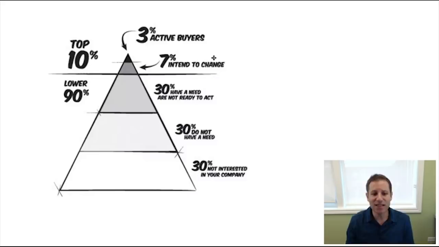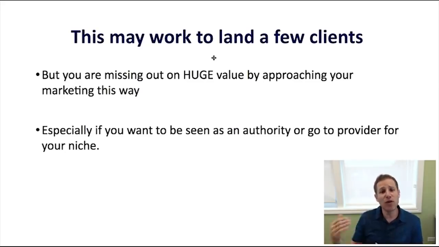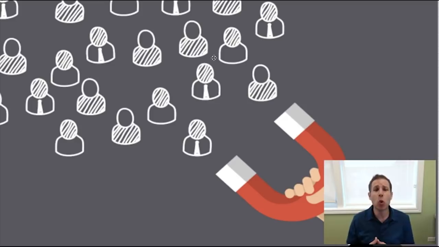So what does this tell us? It tells us that when we cold email and pitch, what's really happening is we're annoying 90% of the market, possibly as high as 97% of the market, to really hit that 3% that may be looking to buy. And it's forcing the 90% to look at us as spammers. So it may work well to get a few clients, but you're missing out on that huge opportunity to approach the market in a much more efficient way, especially if you want to be seen as an authority in that market.